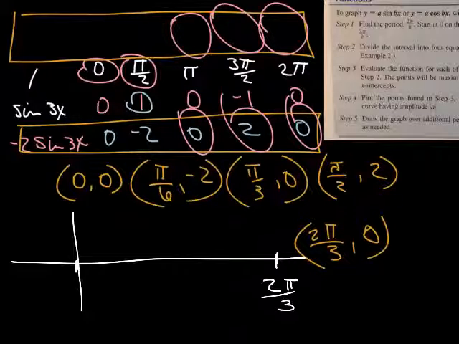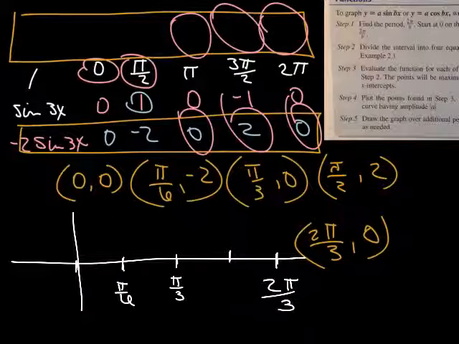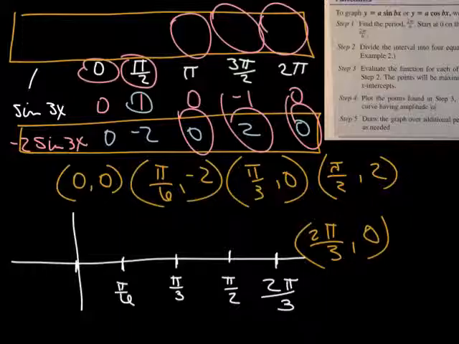And I'm going to have my halfway point and my quarter points. So this quarter point is pi over 6. This one's pi over 3. This one's pi over 2. So what happens to y at pi over 6? At pi over 6, my y value is negative 2. So let's put that right there.